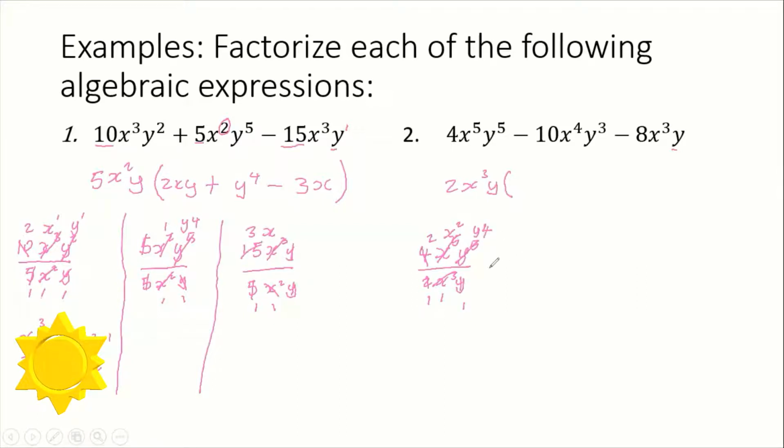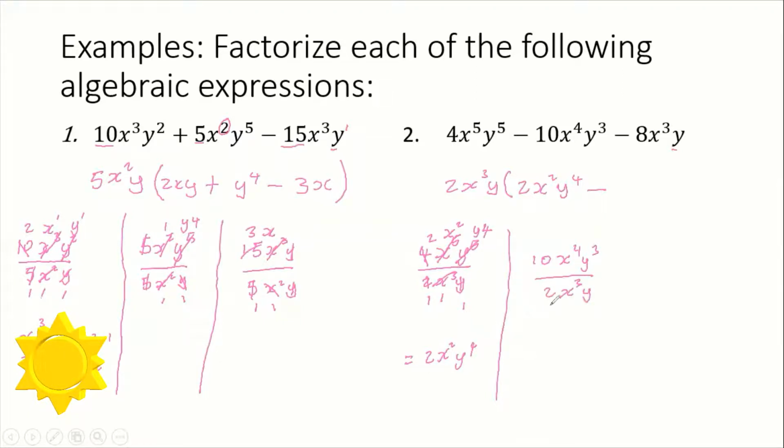So here, as you can see, the quotient of this term is just 2x squared y to the 4th. So we must write that in the bracket. So we're going to put it here, which is 2x squared times y to the 4th power. Put back our subtraction sign. Then we're going to do the same thing for this term. And we're going to take 10x to the 4th y to the 3rd. I'm going to divide that by the highest common factor, which is 2x to the 3rd and y.